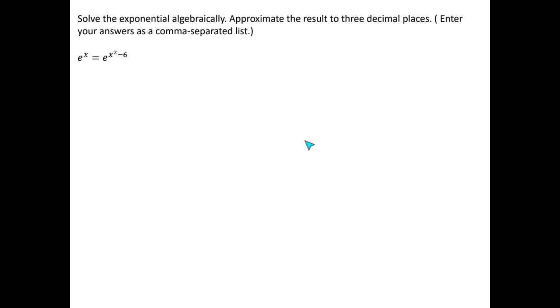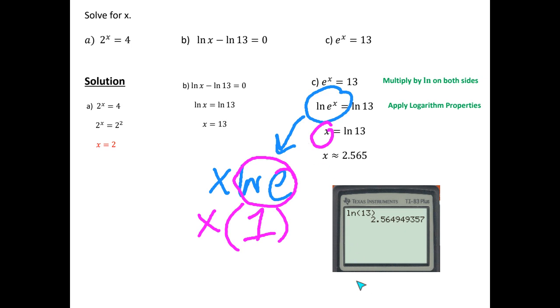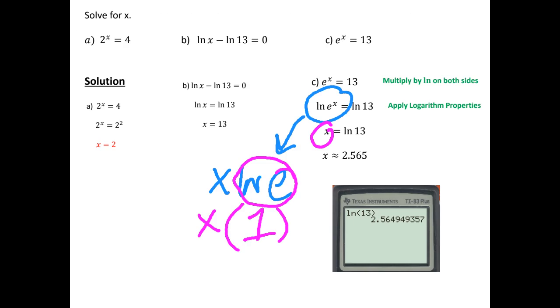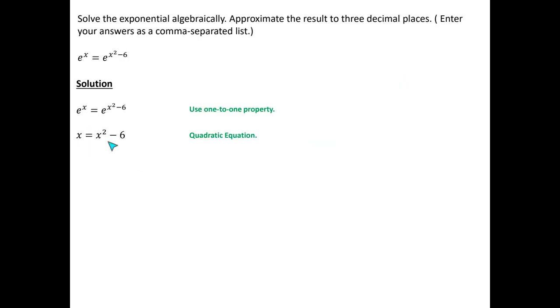Okay, so let's try this one. So here we have exponential function. Notice that the base is the same, so you have e and you have e. So we can set the exponents equal to each other, and then we can solve for x. Notice that x squared tells us this is quadratic.